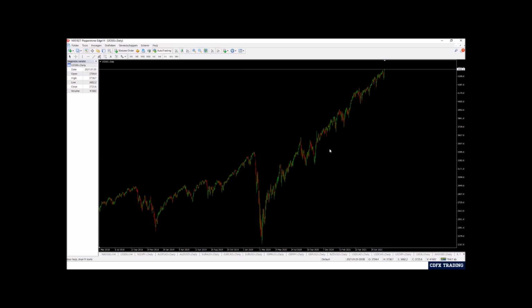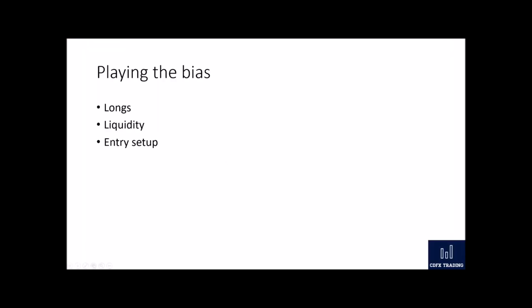But in general, I invest in this index, buy and hold. I buy every single month a piece of the index, and I hold it and I trade it with the swing trading approach, also playing that bullish bias. So that's my approach to trading indices. Hope that was clear. In short: playing the bias, looking for longs, analyzing liquidity, and using an entry setup that gives me an edge. That's how I do it. I trade the S&P, I trade the NASDAQ. I don't trade US 30 because I haven't tested my edge there yet, which I will be doing in the future.